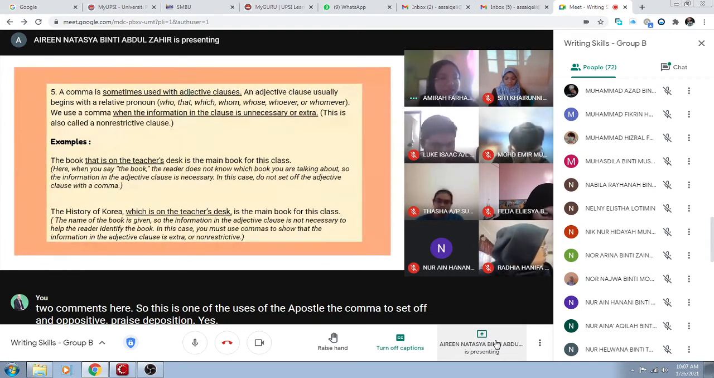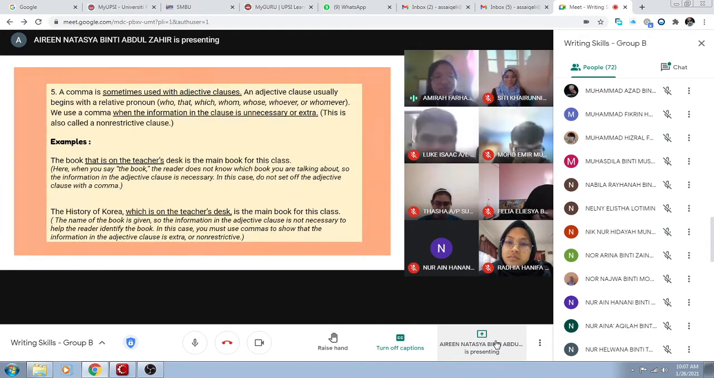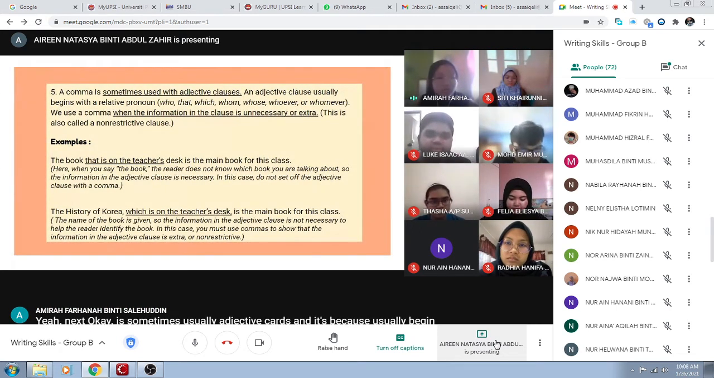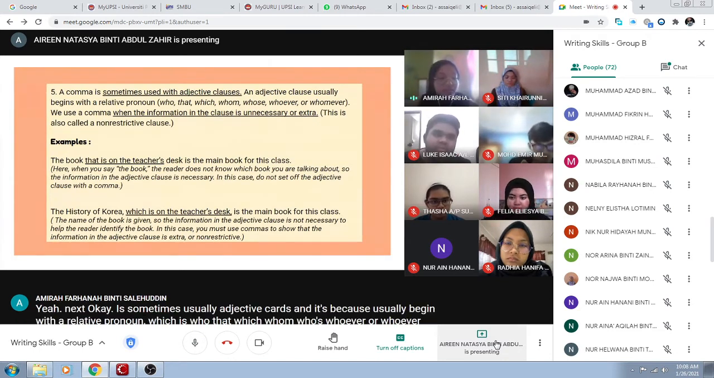Okay. A comma is sometimes used with an adjective clause. An adjective clause usually begins with a relative pronoun, which is who, that, which, whom, whose, whoever, or whomever. We use a comma when the information in the clause is unnecessary or extra. It is also called a non-restrictive clause.